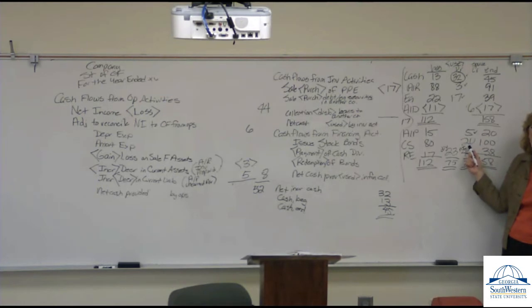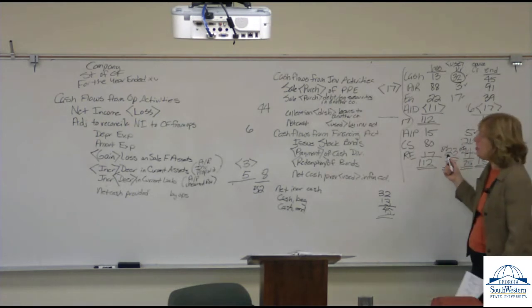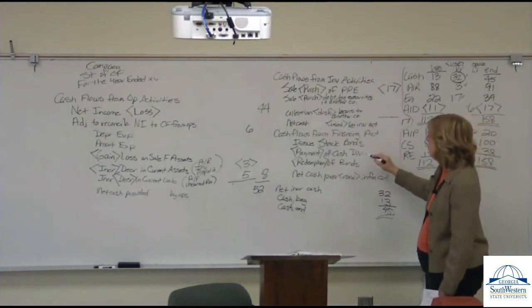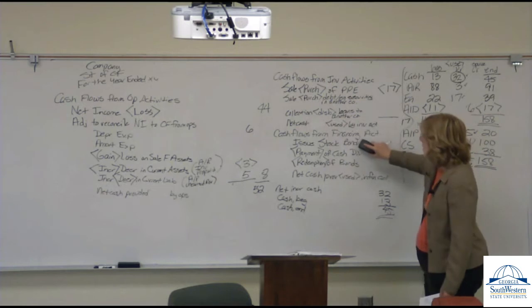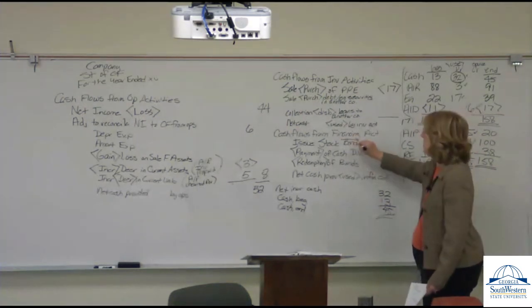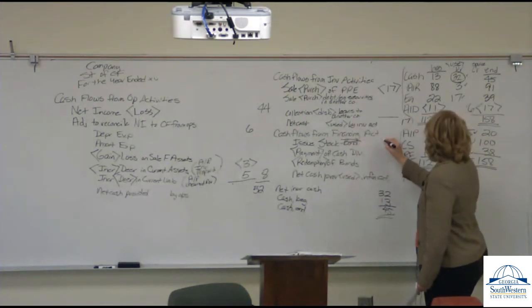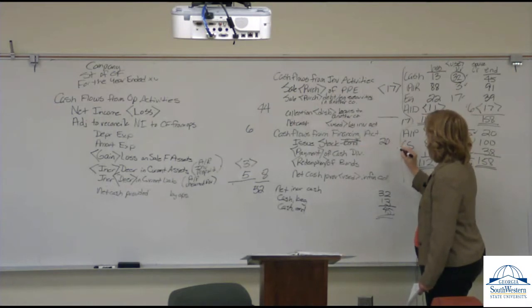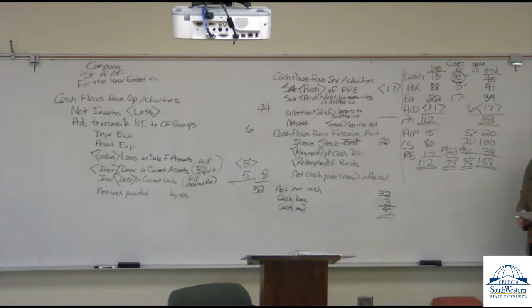So what did we do? We issued common stock. We sold some common stock, right? And we call that issued. Okay, so we issued stock, not bonds, but we issued stock, and that was for 20,000, right? Okay, we can check that. What else did we do, Angela?